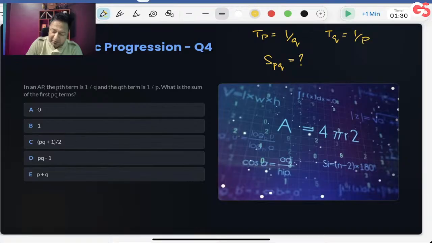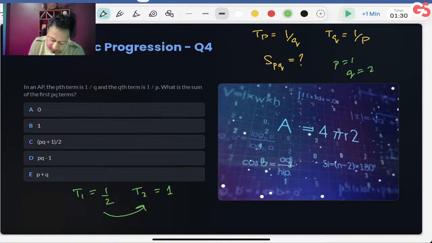I can try to solve this, but something comes to my mind. I'm not really sure. What if I put P equal to 1 and Q equal to 2? In that case, T_1, the first term, will be 1 by 2, and T_Q, the second term, will be 1 by 1, that is 1. So the first term is 1 by 2, the second term is 1, and if it's an AP, the common difference is equal to 1 by 2. So S_PQ, that means the sum of 1 into 2 terms, that is the sum of 2 terms only. 1 by 2 plus 1 gives me 3 by 2.